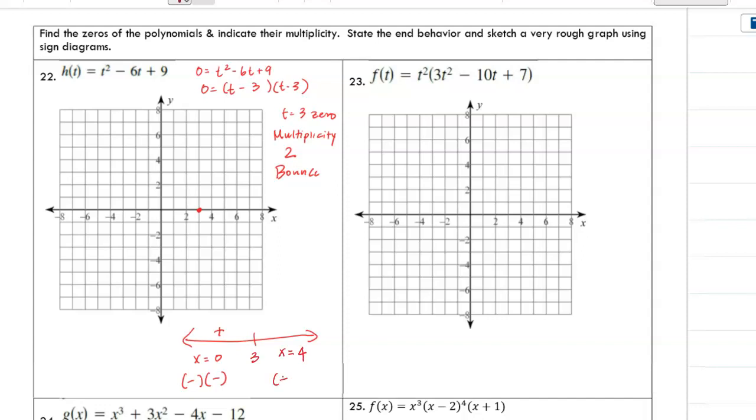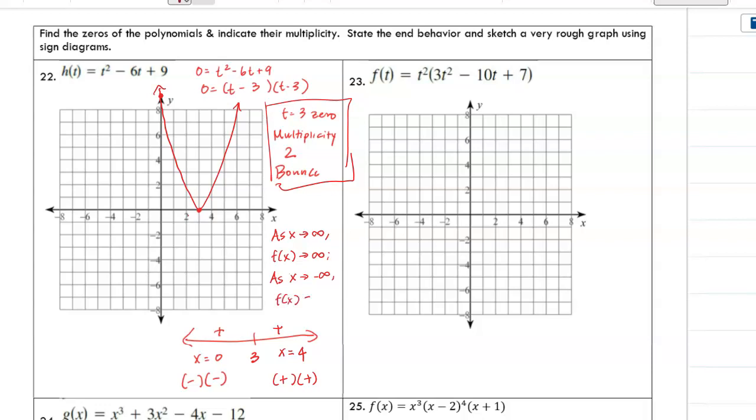So positive and a positive. So it's going to be a bounce. We can figure out the y-intercept right here. Once again, there you go. Okay, that's the information I needed. The end behavior: as x approaches positive infinity, y approaches positive infinity. As x approaches negative infinity, y approaches positive infinity. Okay?